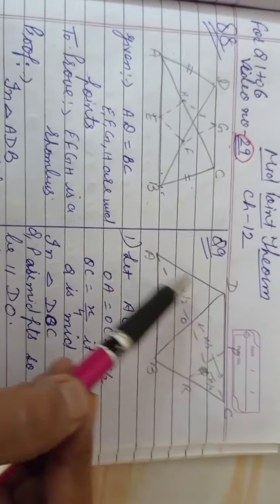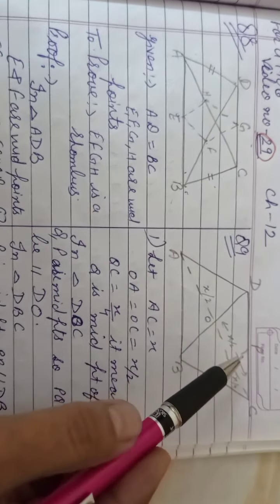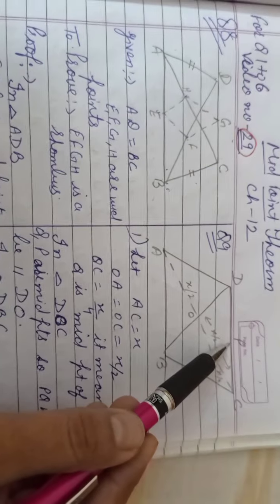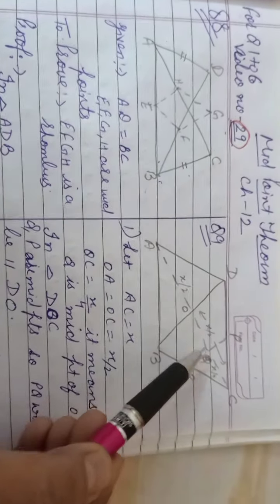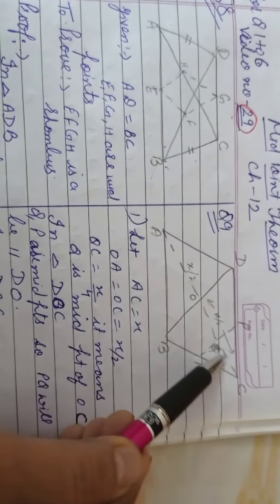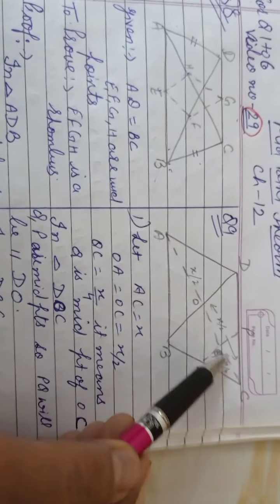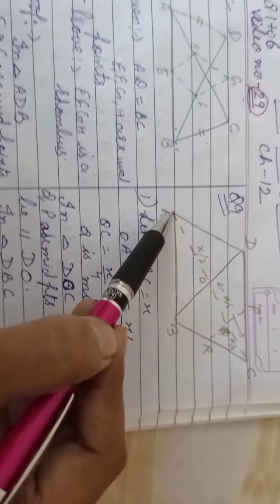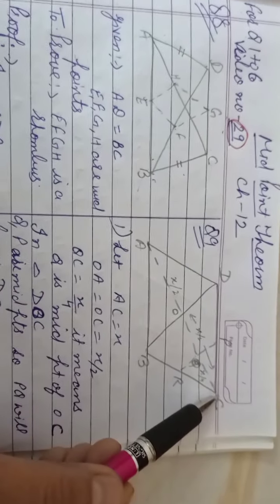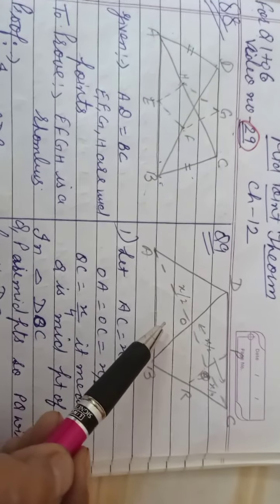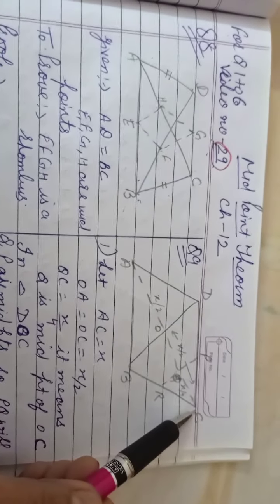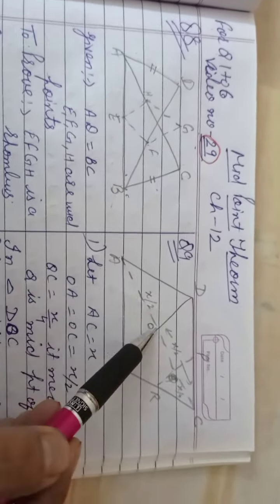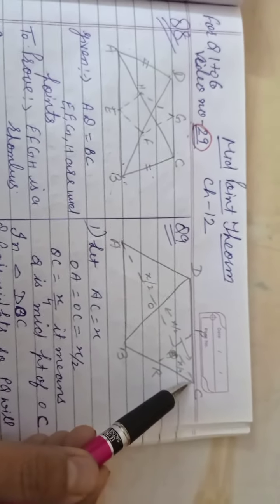Ninth question: ABCD is a parallelogram and P is a point on DC and Q is a point on AC, such that CQ is 1/4 of AC. That means whatever the length of AC is, CQ is 1/4 of that. So what I did, let AC equal X. You know it's a parallelogram, and in a parallelogram, diagonals bisect each other. Bisect each other means OA will be equal to OC. Whole length I have taken as X. What will be OA? X by 2. What will be OC? X by 2.